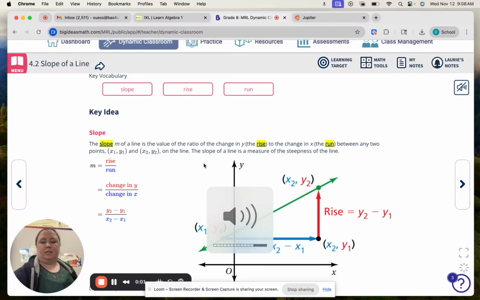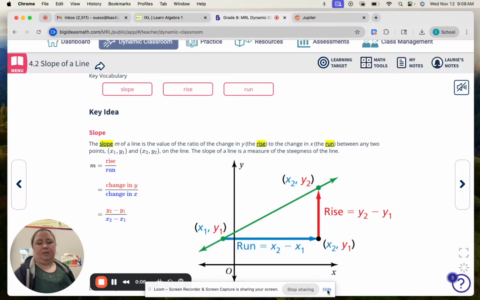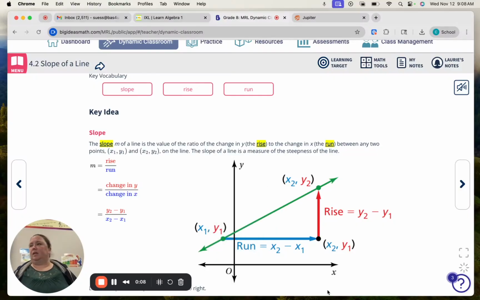All right, so this is lesson 4.2, slope of a line. I know we've been really dealing with slope of a line. Tell me what the equation for slope-intercept form is. Yell it. Y equals mx plus b. That we've been doing for like a week. Y equals mx plus b.